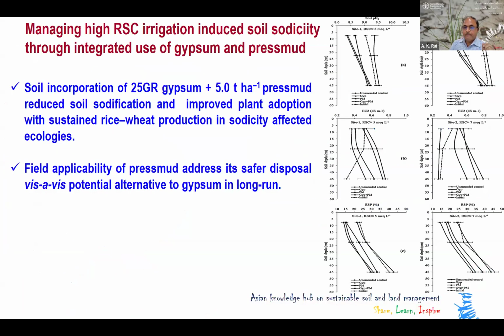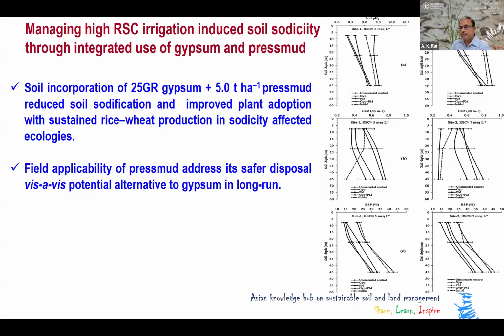Likewise, press mud is another byproduct available in the sugarcane industry, and that can also be integrated very nicely for RSC water, meaning alkali water irrigated areas. Even with irrigation up to 6 milliequivalent of RSC, meaning residual sodium carbonate, we are able to treat this water and manage the soil sodicity below the permissible limit without impacting the crop if we are using this intervention.